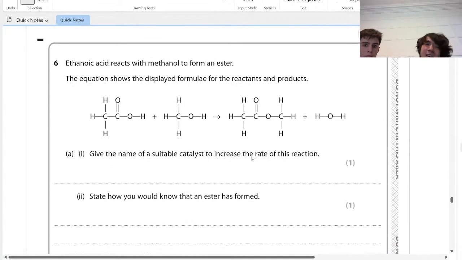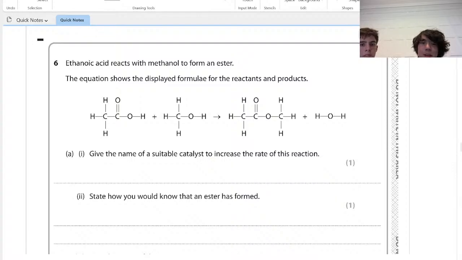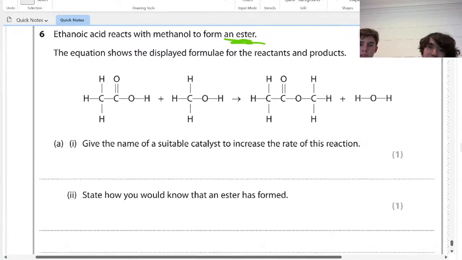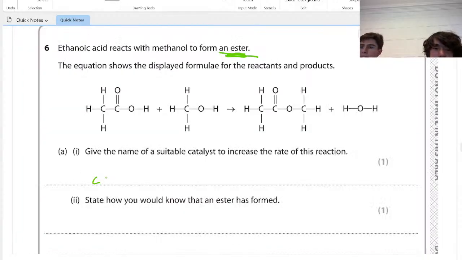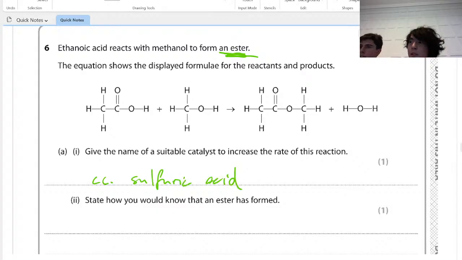Okay. Suitable catalyst. So, ester. We talked about ester at the start. It's going to be conc H2SO4. If you're adding a catalyst, when using an acid, always default to sulfuric. Hydrochloric usually has issues. Probably don't need to put conc.